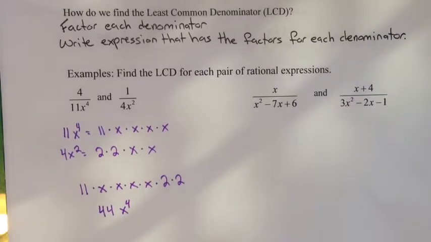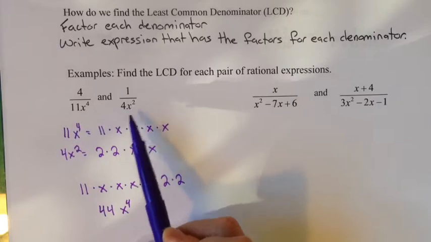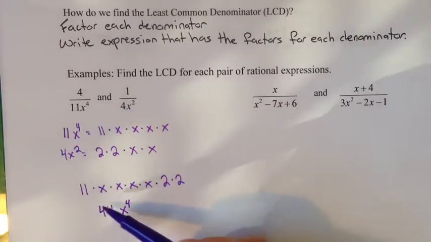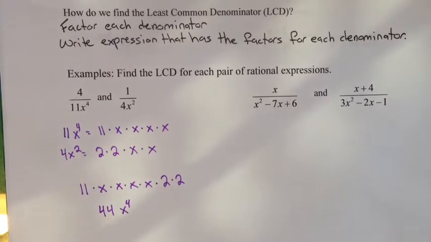There are two things that I want to point out about this example. First is that if we hadn't had any x's, we still would have ended up with 44 for our least common denominator, just using the same process of factoring each denominator and then writing an expression that contains all the factors that we need. Finding the least common denominator for the number part isn't actually a new skill for you, though it might be one that you're a little rusty on.